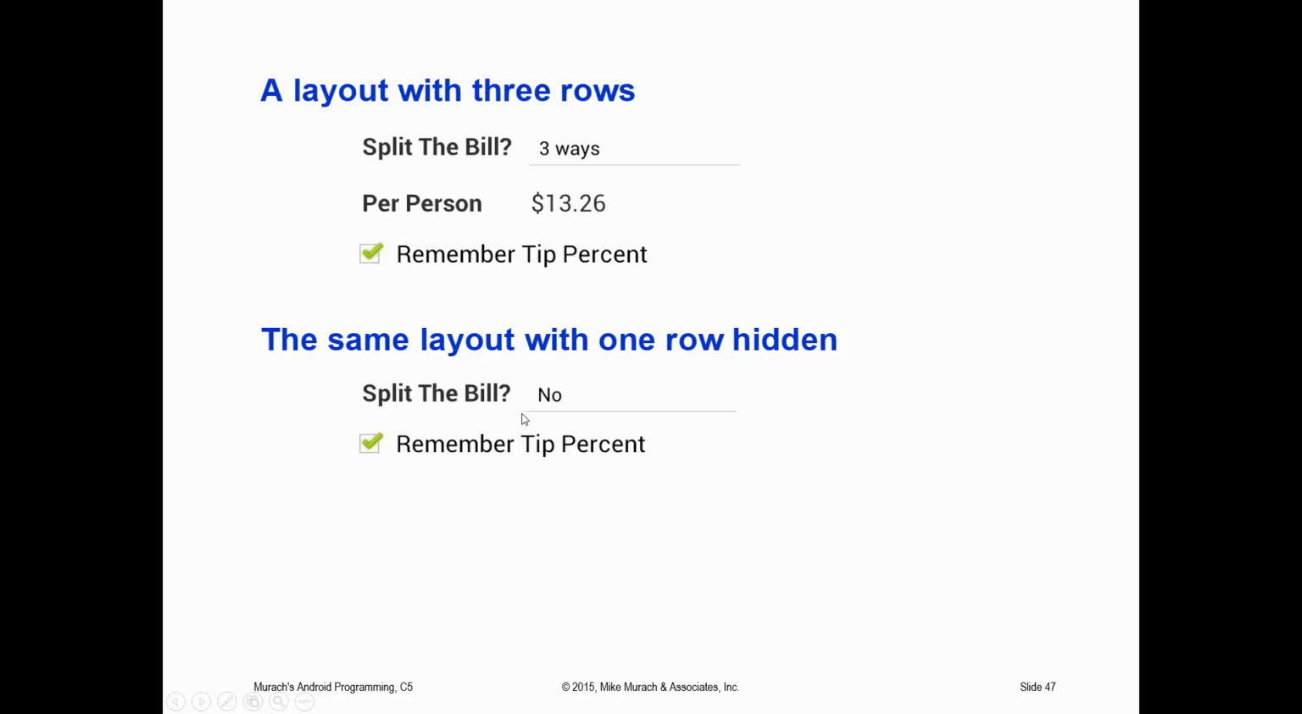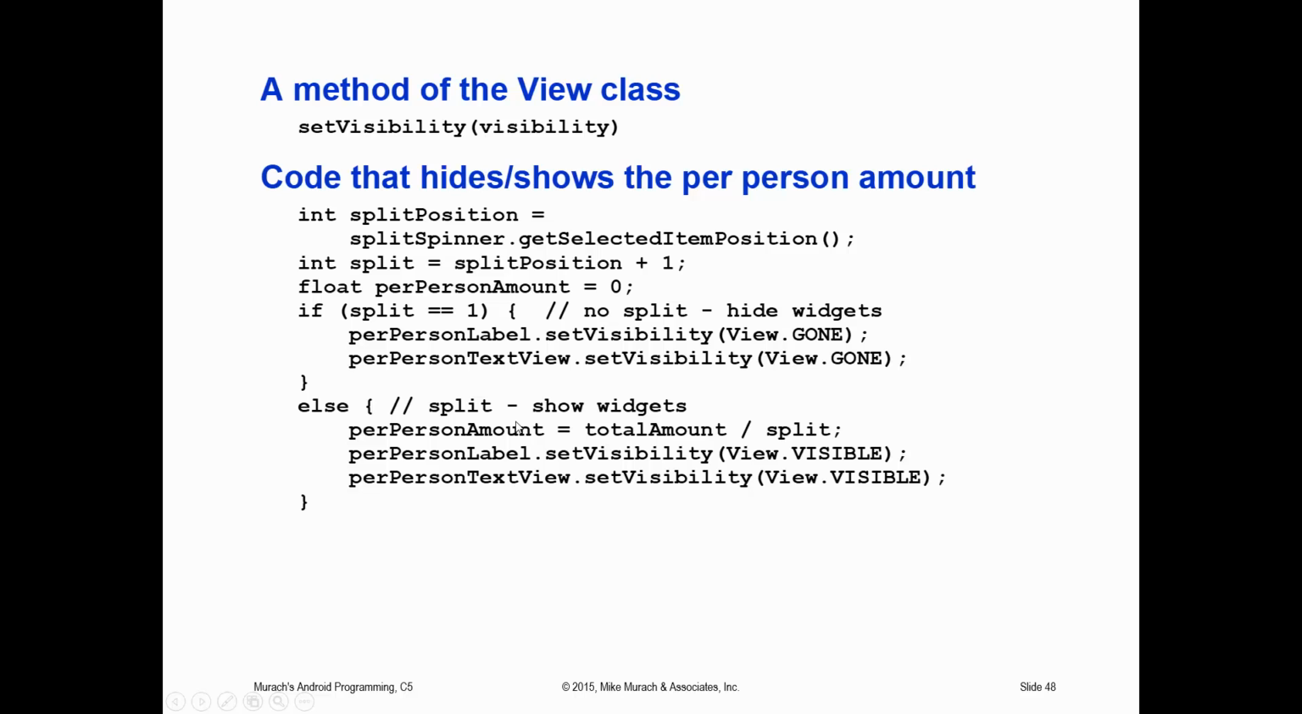In order to change that dynamically to show or hide widgets, you must use Java code. And they show you how to do that here, to make something visible or not visible. So the setVisibility method will allow you to hide the widget when set to gone and to show the widget when set to visible. So there's hiding and there's showing.